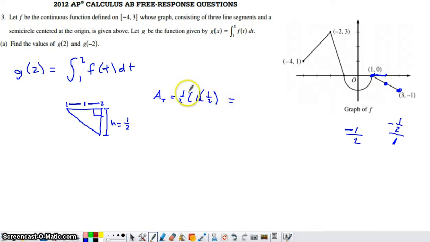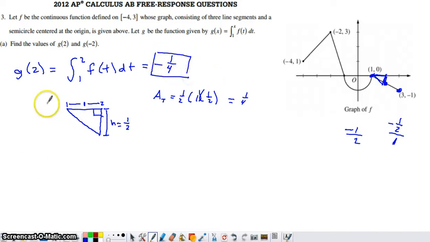Do the math. 1/2 times 1 is 1/2. 1/2 times 1/2 is 1/4. Since this region is entirely below the x-axis right here, all we're going to have to do to state the value of this definite integral is make that 1/4 negative. So g of 2 is -1/4.